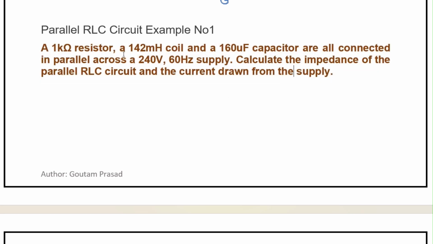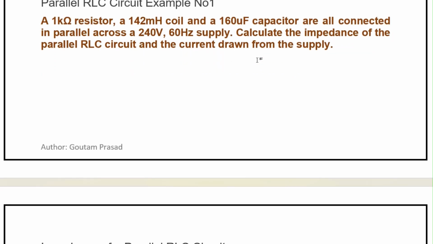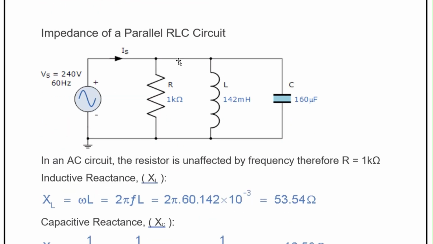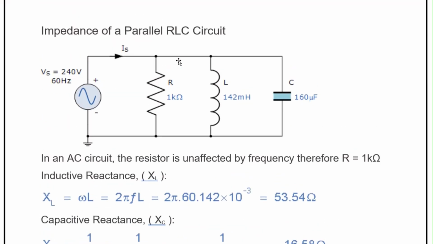A 1 kilo ohm resistor, a 142 millihenry coil, and a 160 microfarad capacitor are all connected in parallel across a 240 volt, 60 hertz supply. Calculate the impedance of the parallel RLC circuit and the current drawn by the circuit. First, the impedance of the parallel RLC circuit.